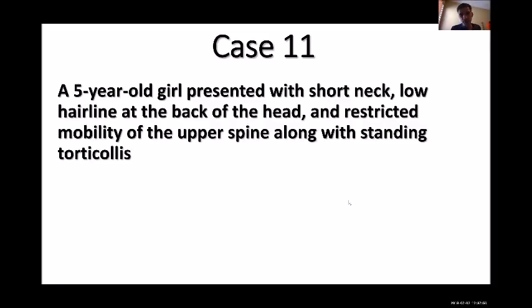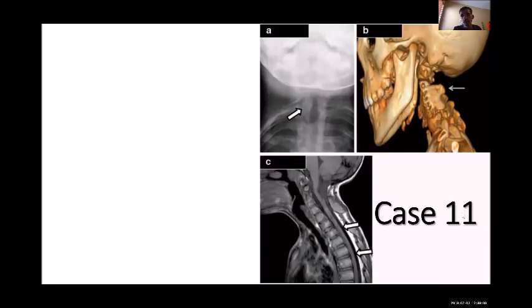Yeah, that's correct. But just because it's the same picture, I did something wrong with your representation, I removed it. Anyhow, a 5-year-old girl presented with short neck, low hairline at the back of the head, and restricted mobility of the upper spine, along with standing torticollis. And this is the X-ray, the MRI, and the reconstructed CT scan. And to be honest, I won't diagnose this myself. But I put it just for the exam. If somebody asks me, I won't be able to diagnose it.